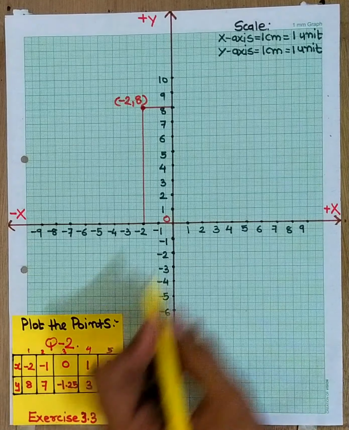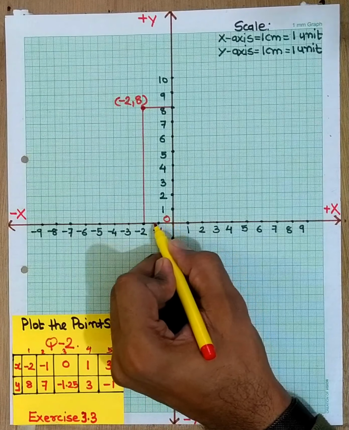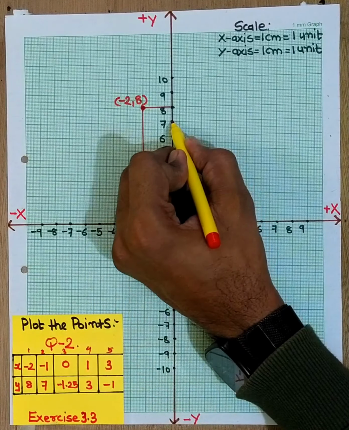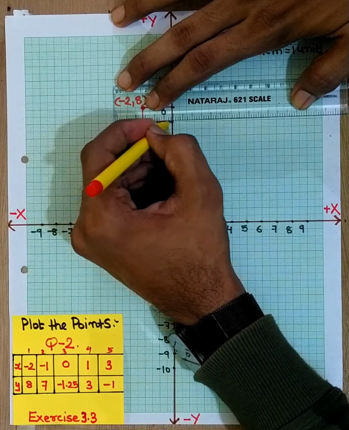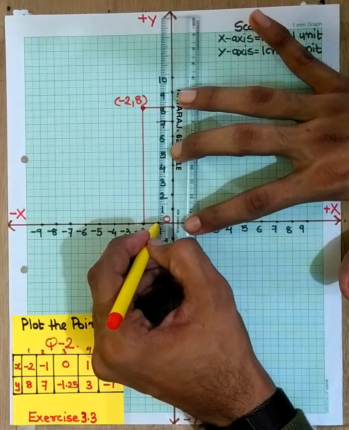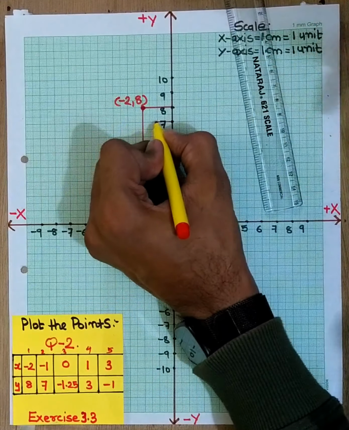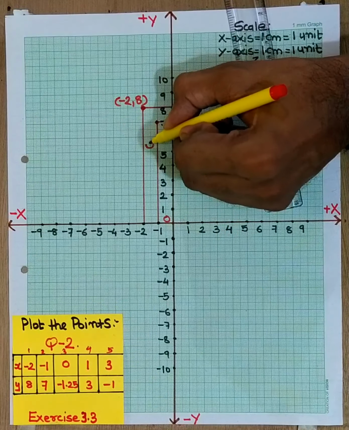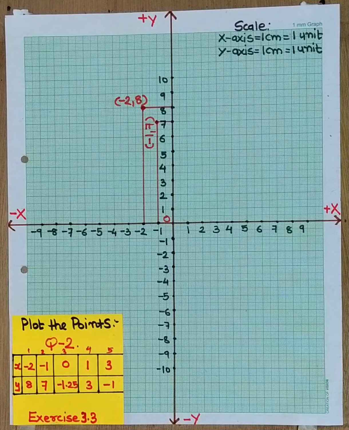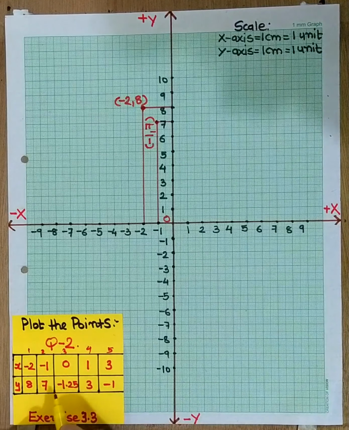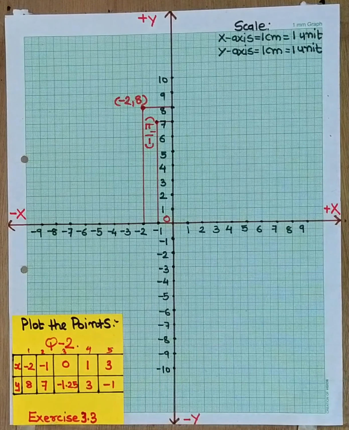Now moving on to the second one, -1, 7. You see, again we are starting from x-axis and we will go towards 7. So over here, if you see, we are drawing the perpendiculars which intersect at this point. I am writing like this, -1, 7. Clear?